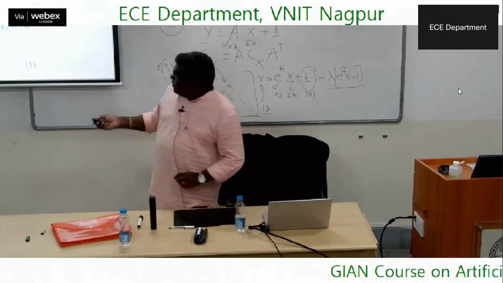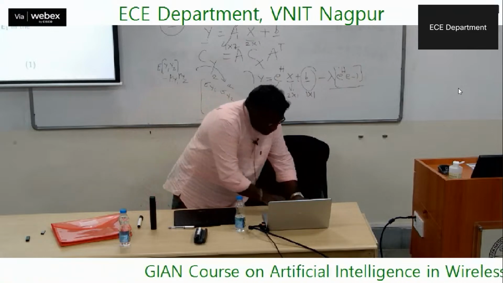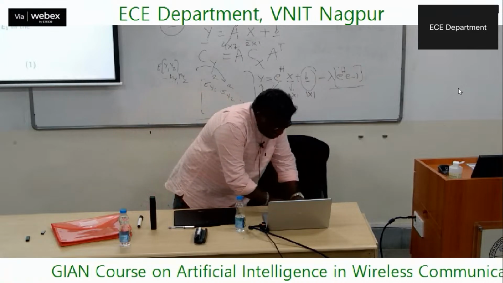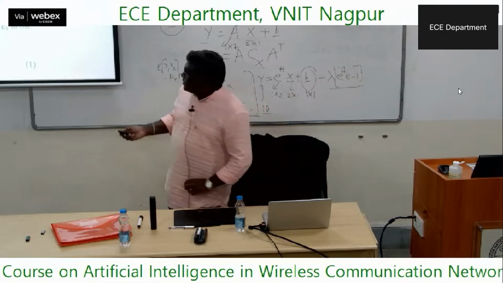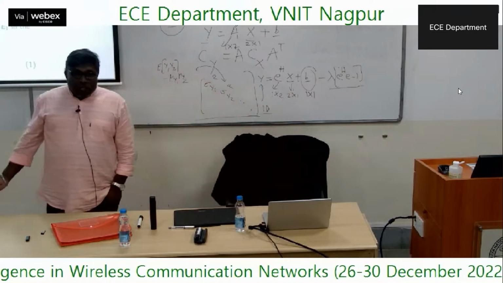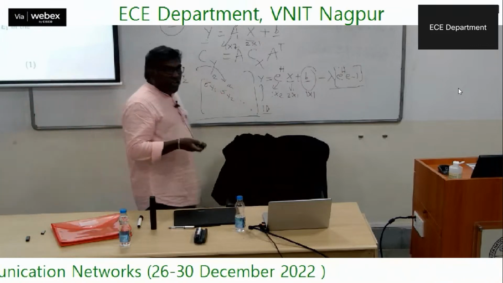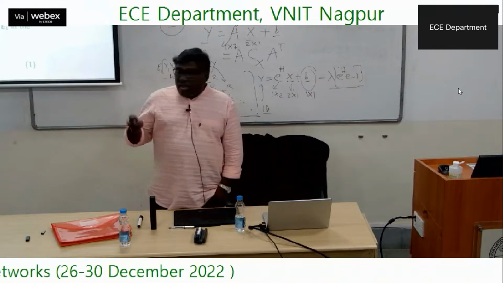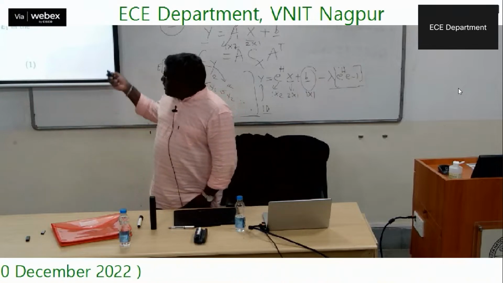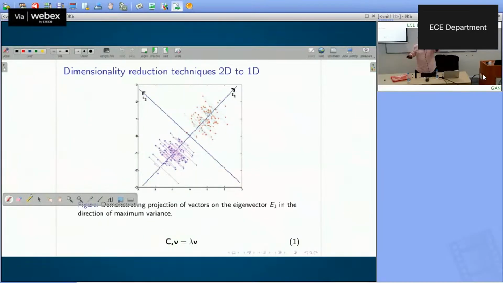Yeah, you get what is given at the bottom: Cx V equal to lambda V, right? So what does it mean? This V becomes an eigenvector, right? Cx V equal to lambda V. So to answer your question, this is the direction of maximum variance after projection.